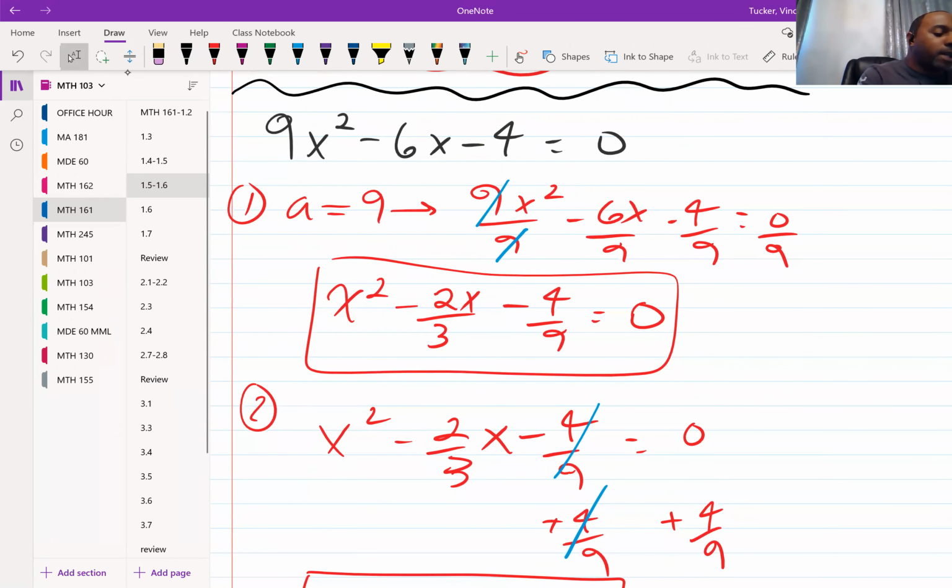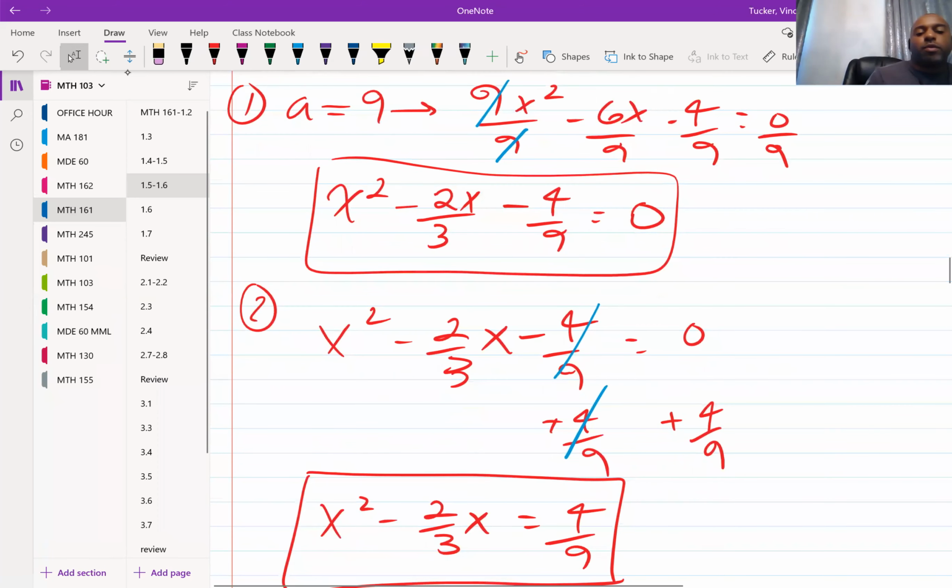Step 2, isolate the constant. So we'll add 4 over 9 to both sides of the equation. And that's x squared minus 2/3 x equal to 4 over 9.